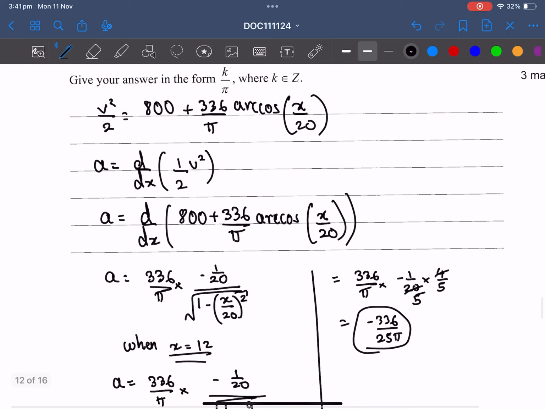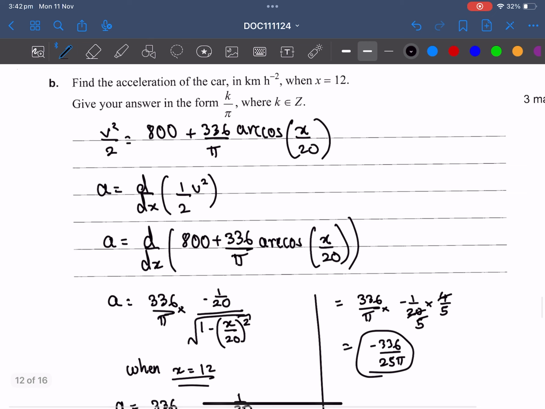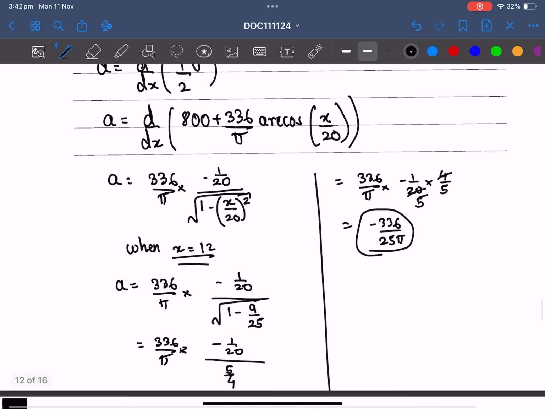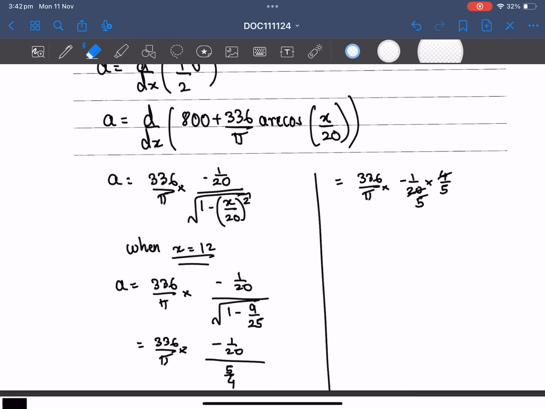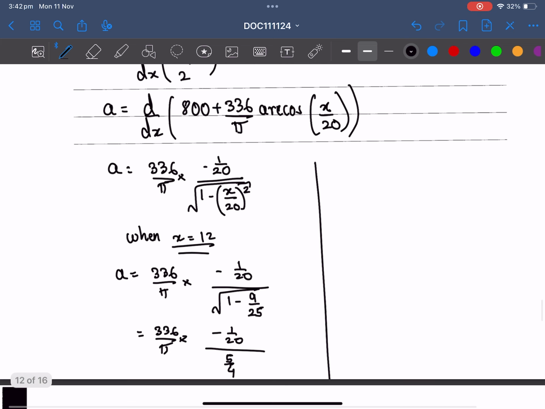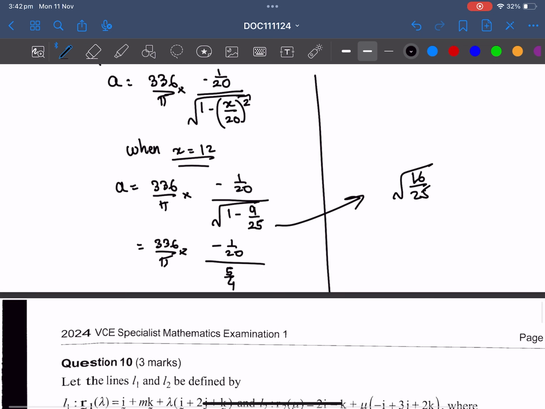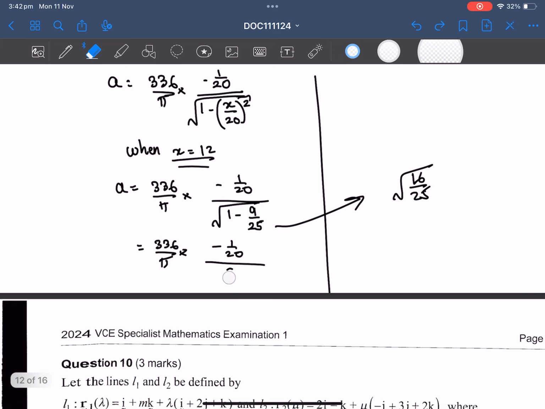Okay. Wait, our form actually doesn't quite match the answer because k is an integer, so k definitely cannot be minus 336 on 25. Okay, let us see, where have I made a mistake? Right, yes, I've copied the derivative correctly and substituted that, so this will in return give us the square root of 16 on 25. Oh, it will be 4 on 5, not 5 on 4. What am I doing? Okay, 4 on 5. There we go. Maybe this would be correct now.